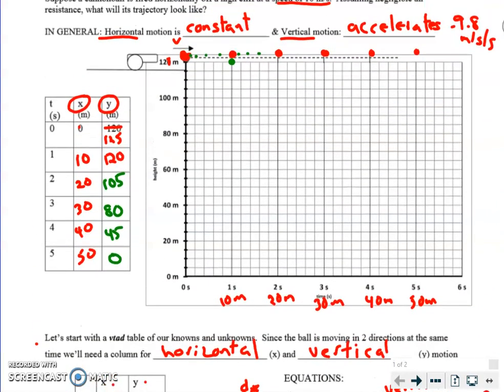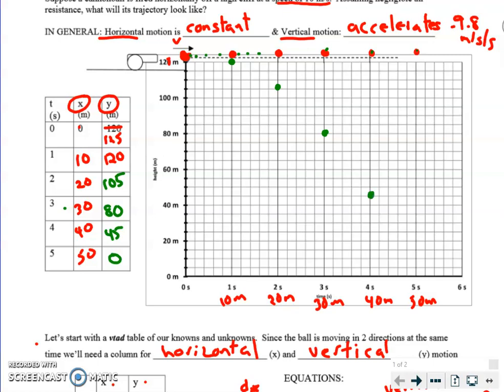So now I'm going to plot these points. I've already plotted the first point. So I'm going to go over to 20, and I'm going to go to a height of 105. So here's 100, here's 105, right there. Then after 3 seconds, I'm at 30, and I'm going to be at position 80, so right there. 4 seconds, I'm going to be at 40, and I'm going to go down to 45.